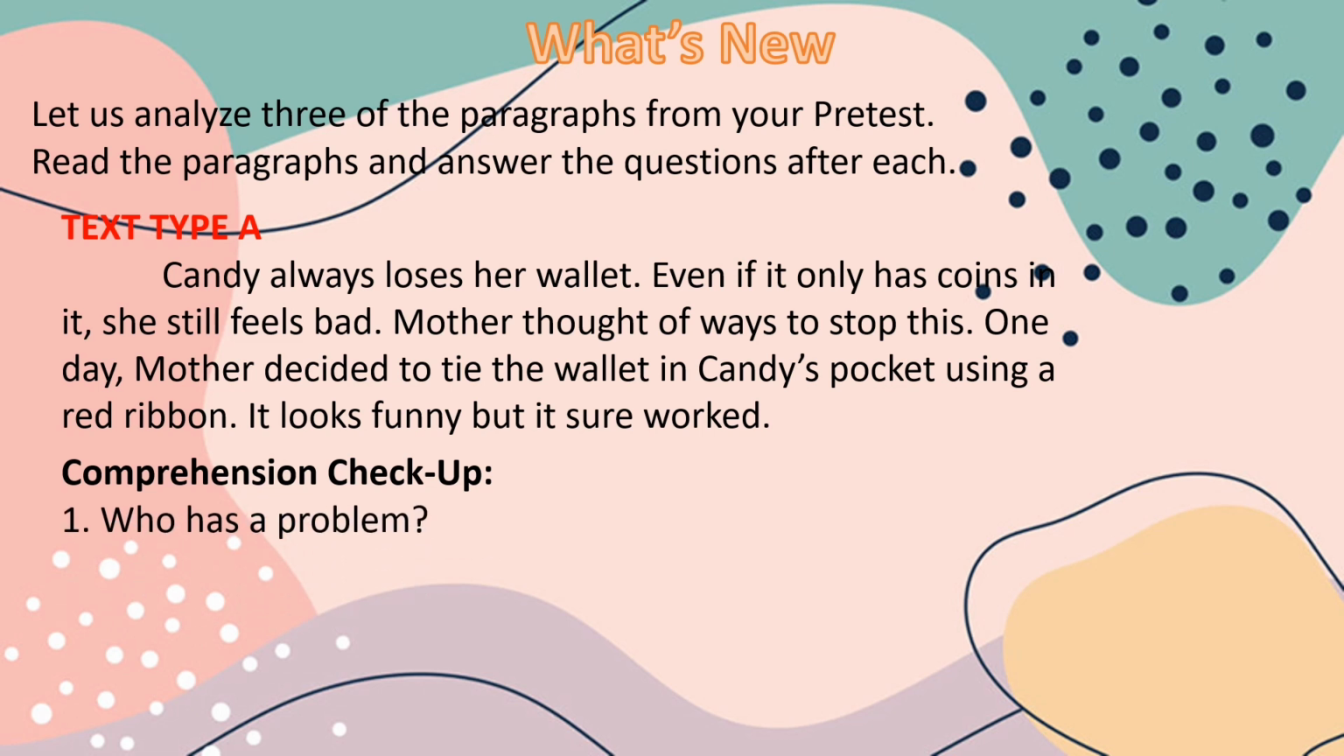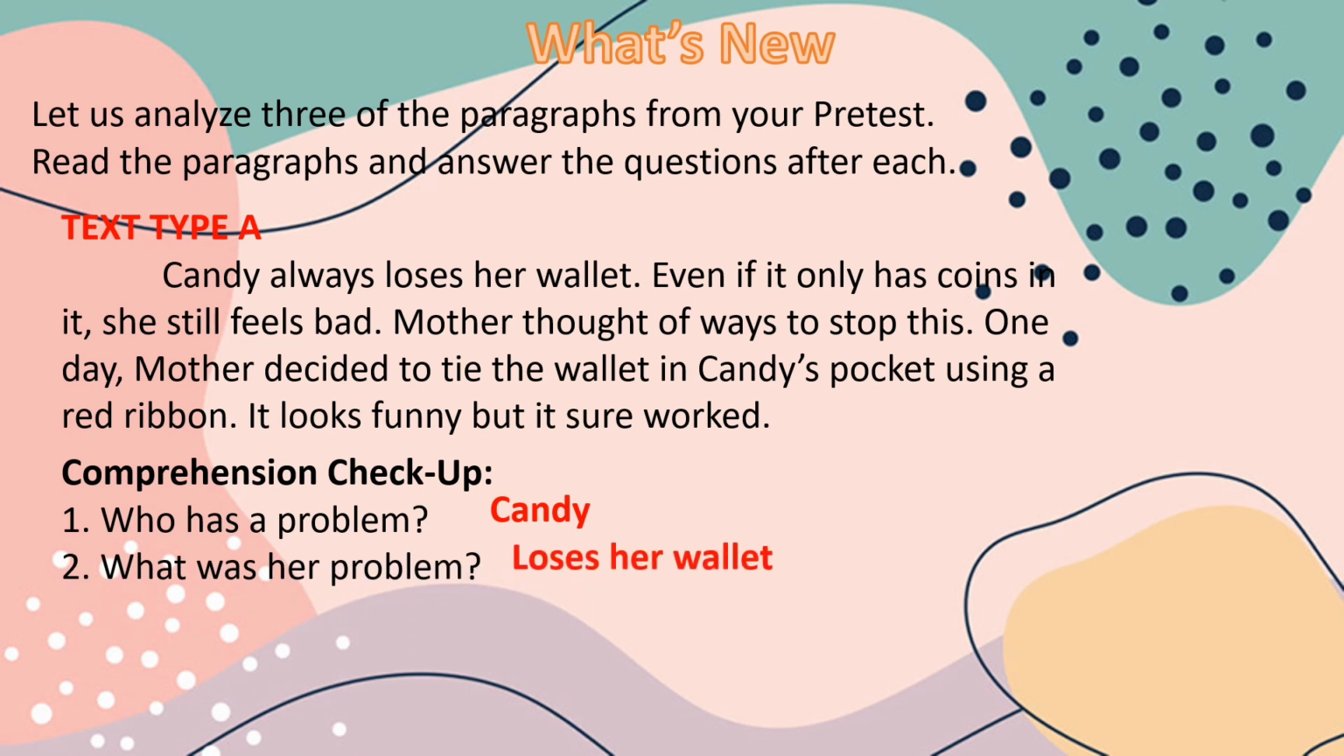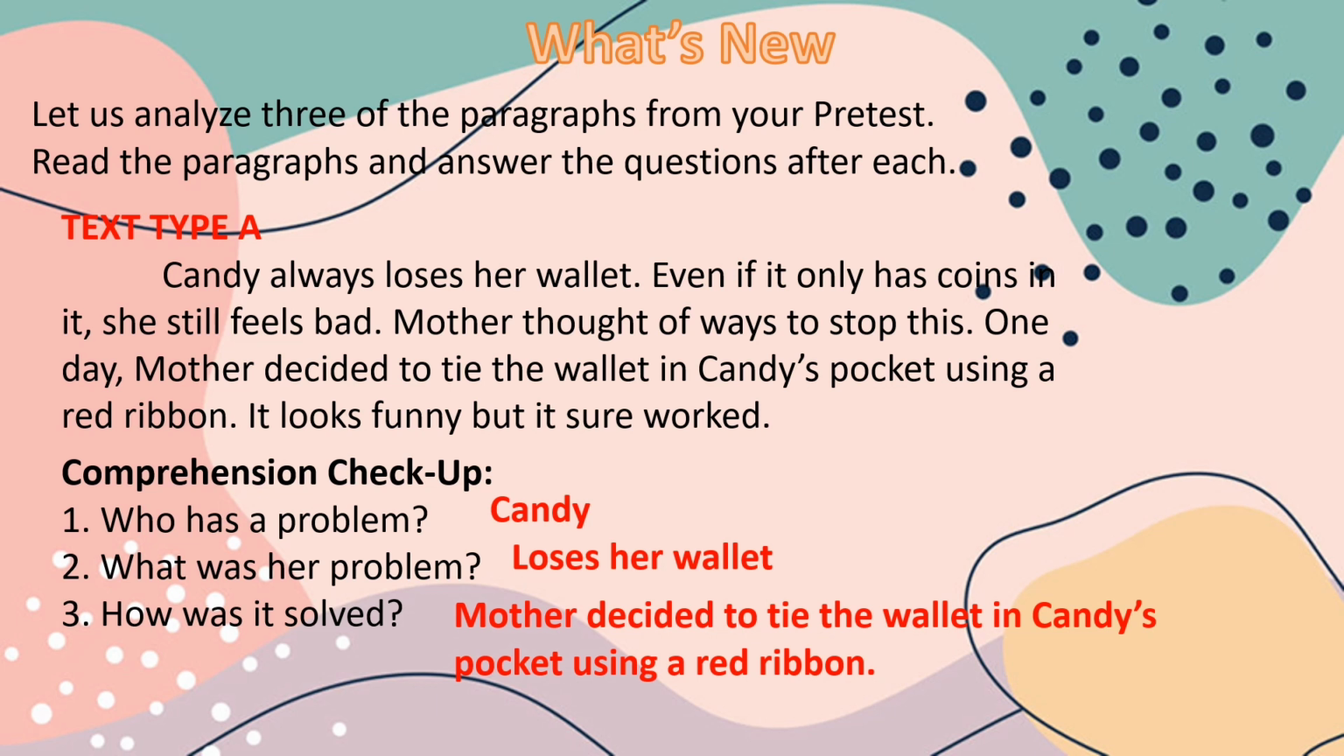Let's answer the comprehension checkup. Who has a problem? Okay, it's Candy. Number 2. What was her problem? Loses her wallet. Number 3. How was it solved? Mother decided to tie the wallet in Candy's pocket using a red ribbon. Correct.